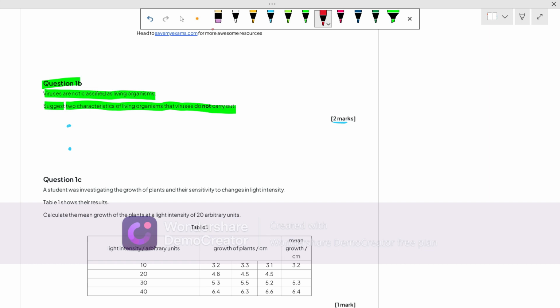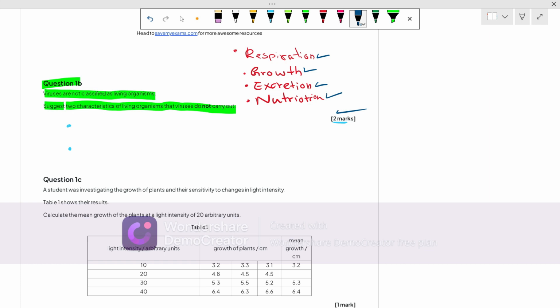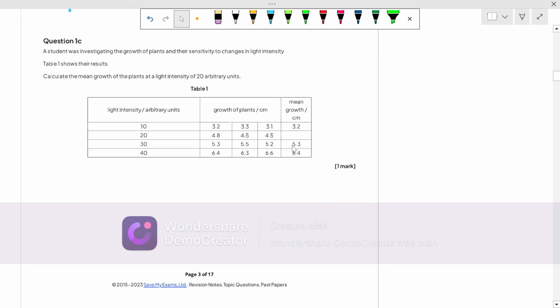But according to the mark scheme of this question, the best 4 answers will be respiration, growth, excretion, and nutrition. You can choose any 2 from these 4 answers, and you'll get the marks. We're going to be skipping question 1c because we're not going to be solving mathematical questions in this video.